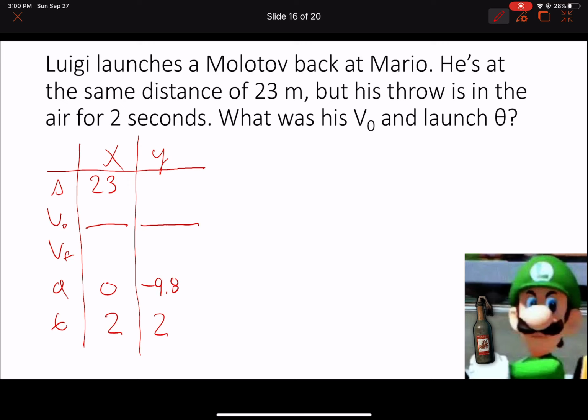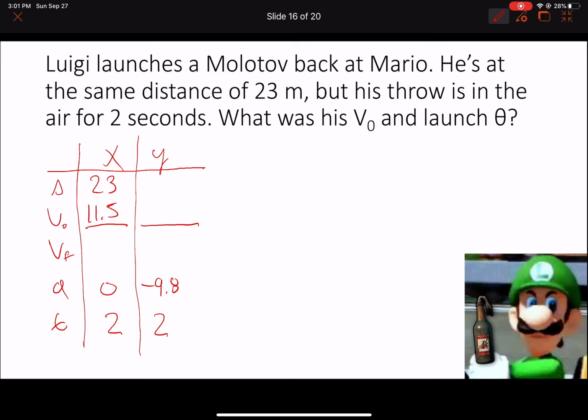So let's go ahead and find V naught in the x direction to start off with, since that's what we know we can do. We know delta x is equal to V naught t. We know 23 is equal to V naught times 2. And so 23 divided by 2 gets us 11.5. Perfect. Okay. So we know the velocity in the x direction. How do we find the velocity in the y direction at the start?